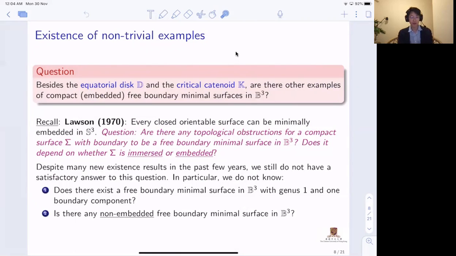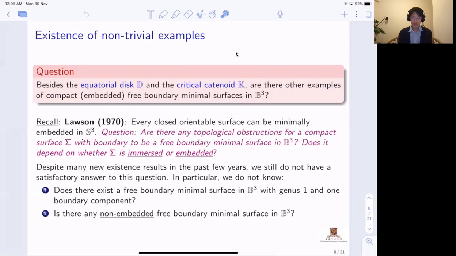Okay. All right. So we recall that in the case of closed minimal surface in S3, right? We have a lot of examples constructed by Lawson. In fact, any orientable surface can be realized as an example. So in our free boundary setting, we also want to ask a similar question. So is there any topological obstruction of finding a certain minimal surface with that topology inside the 3-dimensional ball? Right. Well, it's even unclear whether this question is affected by whether we allow self-intersection or not.